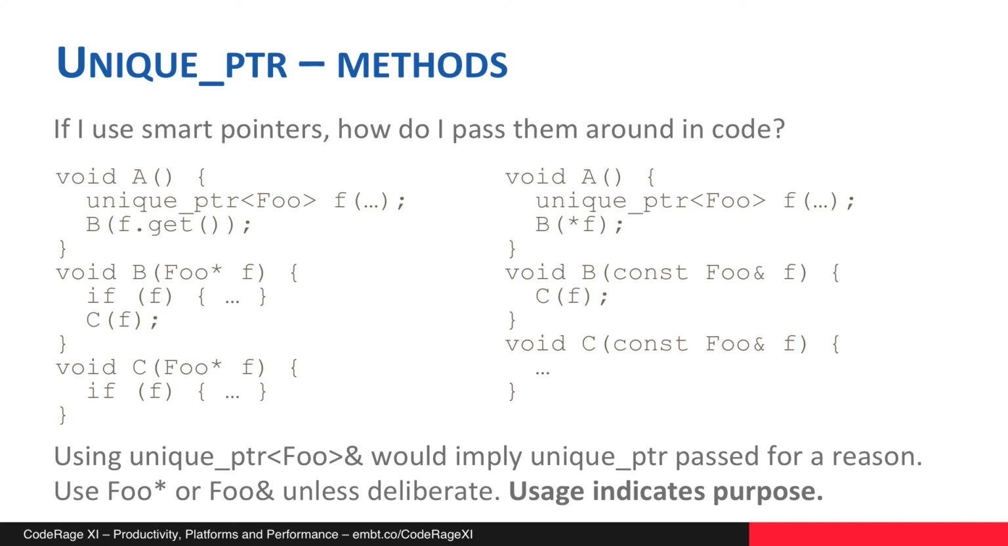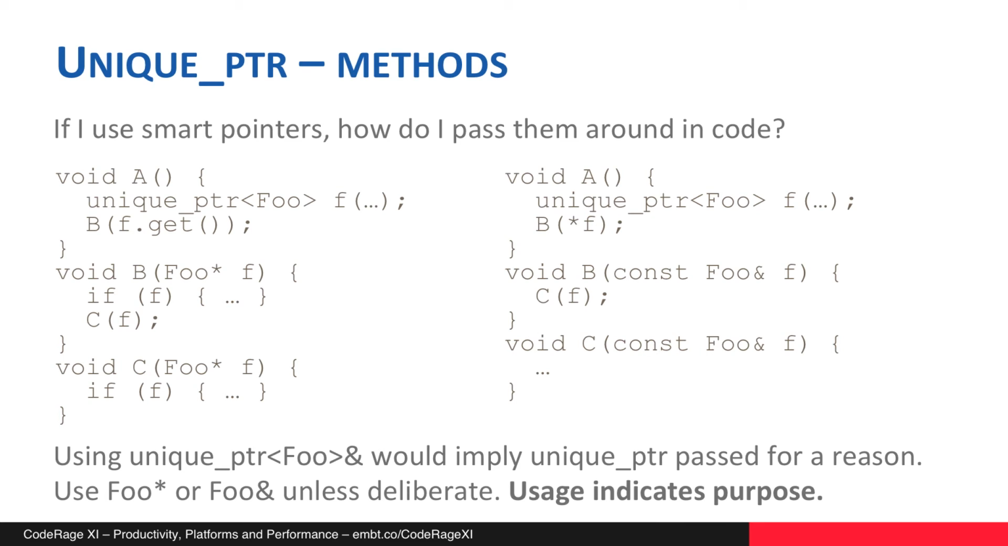But of course, if you do have a guarantee, if you know that the object exists and you're just using a pointer because it happens to be heap allocated, that's when you use a reference. And so in the code sample on the right, you would just dereference f exactly the same way you would a normal pointer. Then methods B and C would take a foo reference instead.